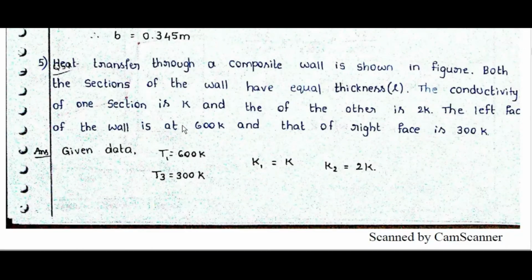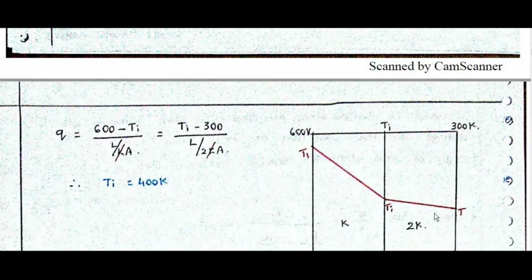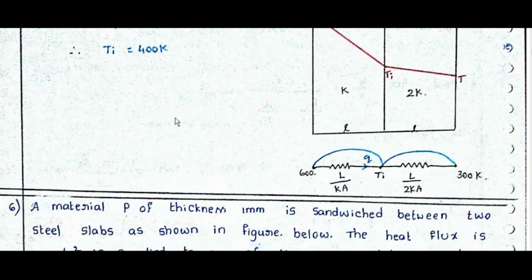One more question. Here a composite wall is used, with two layers both of thickness L. One has conductivity K, the other 2K. The left face of the wall is at 600 Kelvin and the right face is at 300 Kelvin. T1 is equal to 600 Kelvin, T3 is equal to 300 Kelvin, K1 is equal to K, K2 is equal to 2K. First draw the diagram, K to 2K. Here the slope is more, here the slope is less. Q should be the same in both. (600 minus Ti) by (L by K) is equal to (Ti minus 300) by (L by 2K). Ti is equal to 400. You can draw the circuit also like this. Q must be the same.